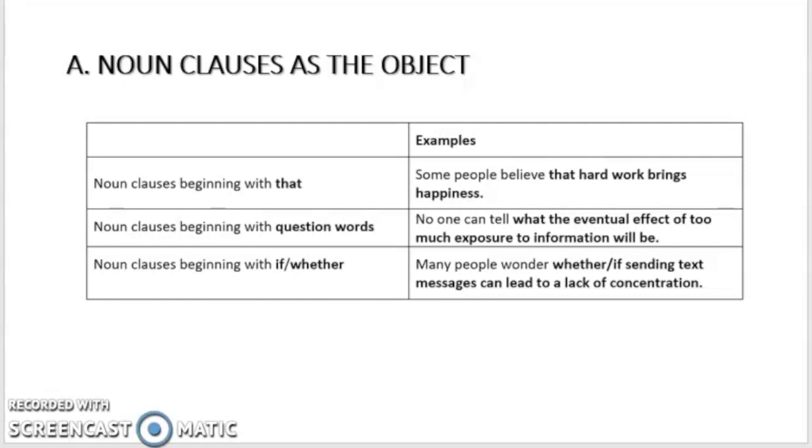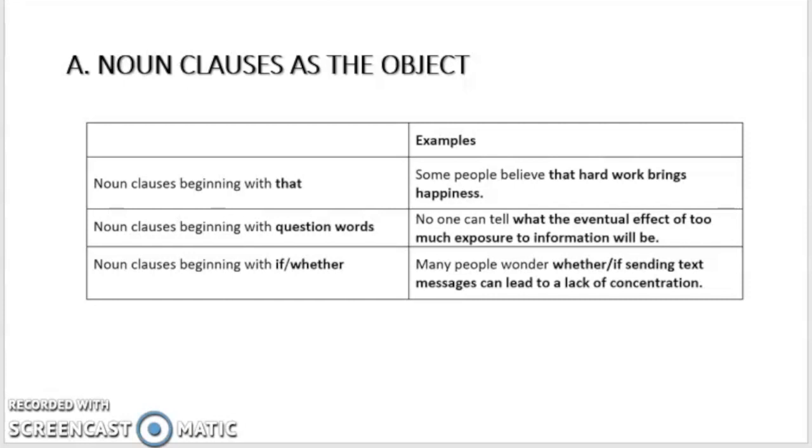The second type is noun clauses beginning with question words, and the example sentence we have is, no one can tell what the eventual effect of too much exposure to information will be. In this sentence, what the eventual effect of too much exposure to information will be is the noun clause starting with the question word what, and just like in the previous example, it functions as the object of the sentence.